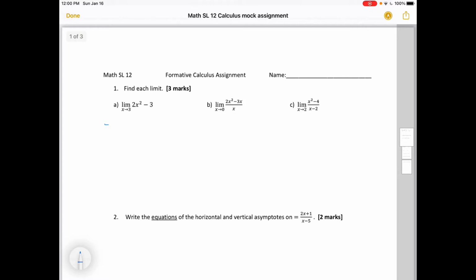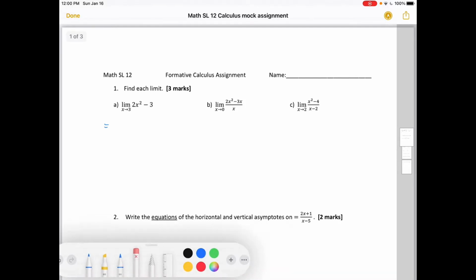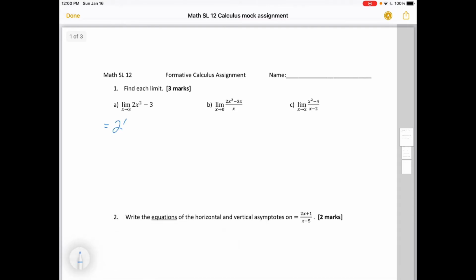The first thing that we try and do is just sub in. So can I sub in this one? Let's see, if I put in 3, I'll get 2 times 3 squared minus 3. Oh yeah, there's no problems there, which is 2 times 9 minus 3, or 18 minus 3 is 15. We could also look at the graph and you'll see that its y value at that point goes towards 15, but also it actually is 15 there. There's no problem.